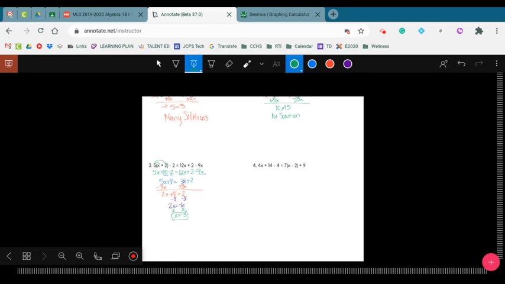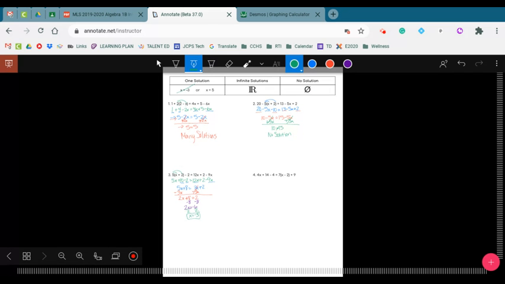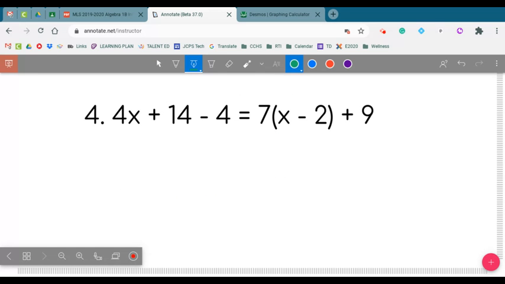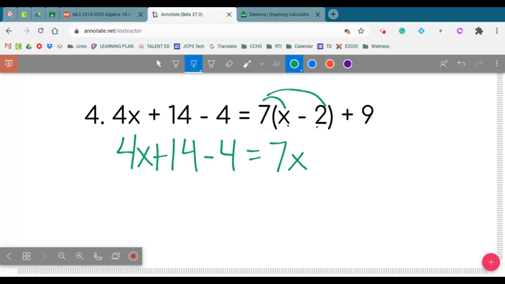Was that one my solution? Yeah, so this one has to equal positive 5. Now, you still got to do it because you got to show your work and everything. But we know at least what our end value is going to be. First step is to distribute. This side is going to stay the same. 7 times x is 7x. 7 times negative 2 is negative 14 plus 9.